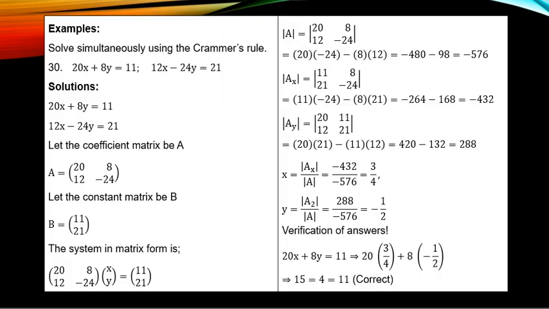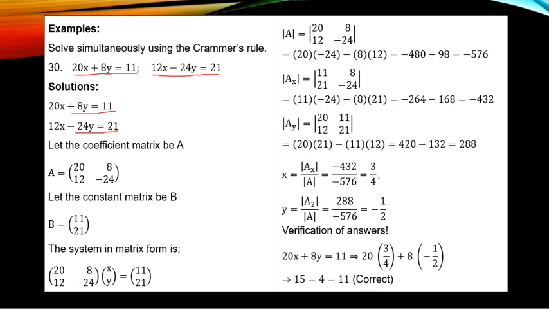Now let's look at examples. Solve simultaneously using Cramer's rule. We have this system of linear equations: 20s plus 8y equal to 11, then 12s minus 24y equal to 21. So solution, you just bring down the linear equations in this form: 20s plus 8y equal to 11, 12s minus 24y equal to 21.